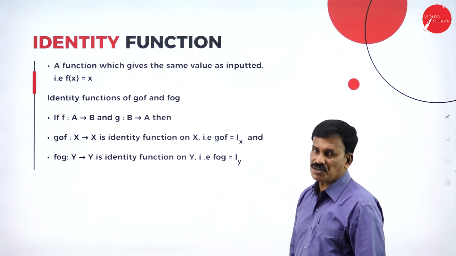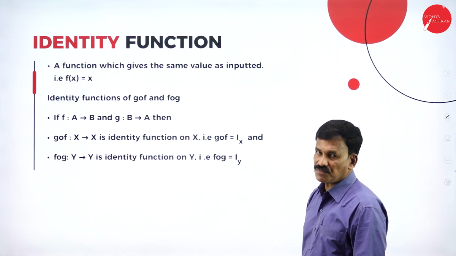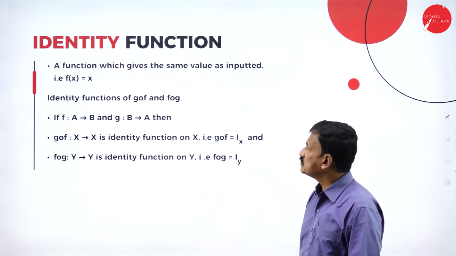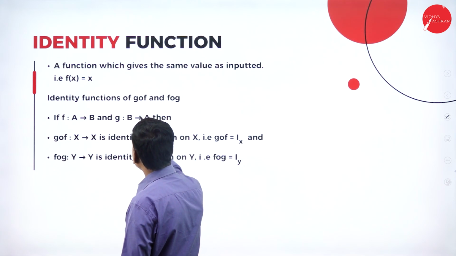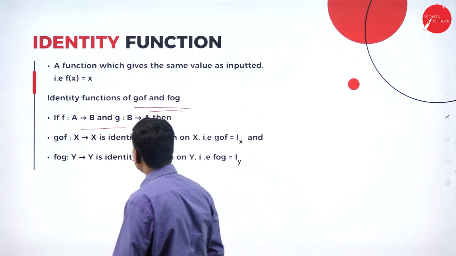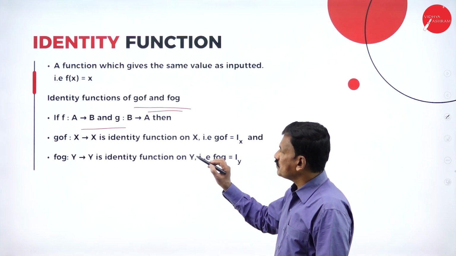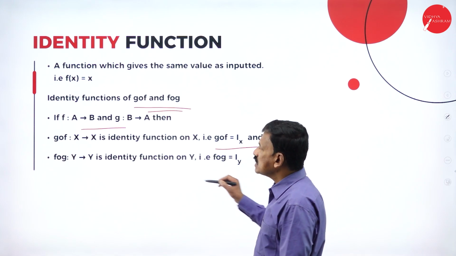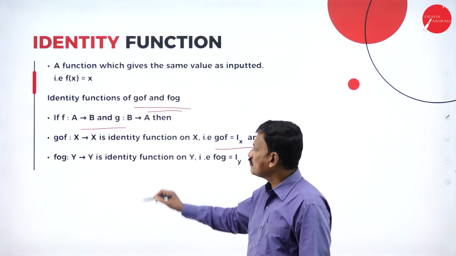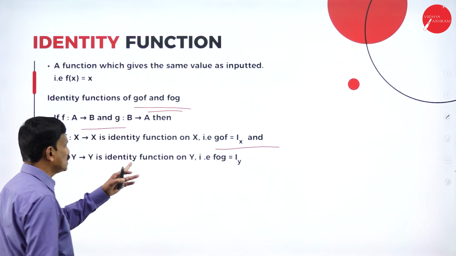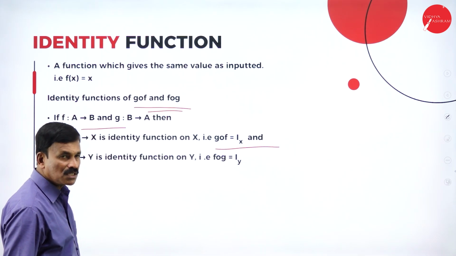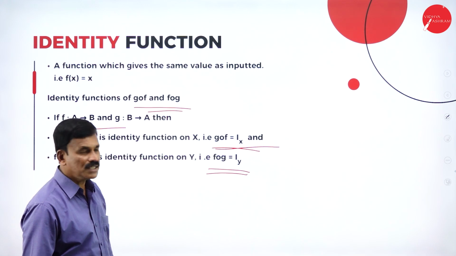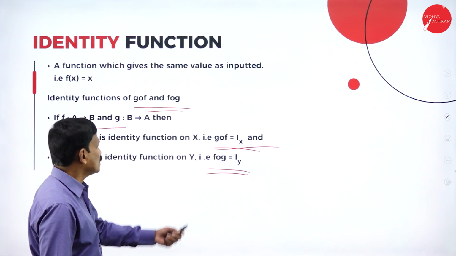Now let us know regarding an identity function. Identity function means f(x) = x. A function which gives the same value as inputted is called an identity function, denoted as f(x) = x. So identity function of g∘f and f∘g. If f from A to B and g from B to A, then g∘f from X to X is the identity function on X, denoted as g∘f = I_X. Similarly, f∘g from Y to Y is the identity function on Y if f∘g = I_Y. So if g∘f = I_X and f∘g = I_Y, then it is called an identity function.